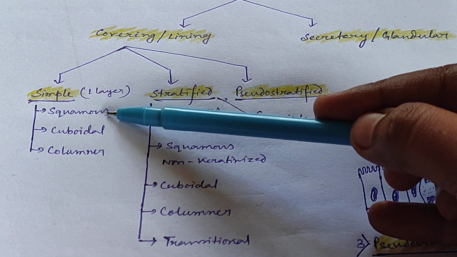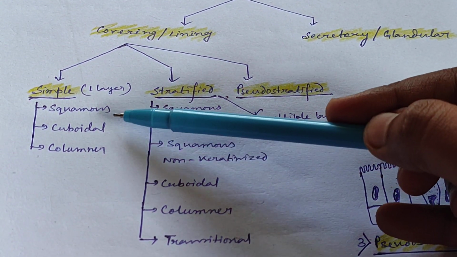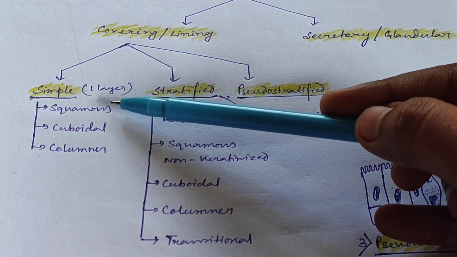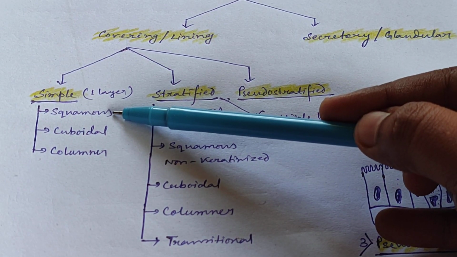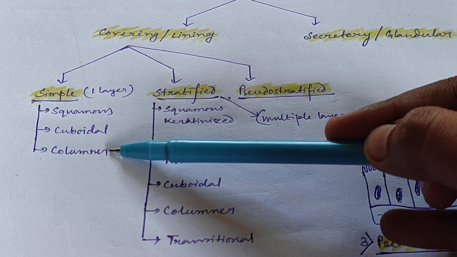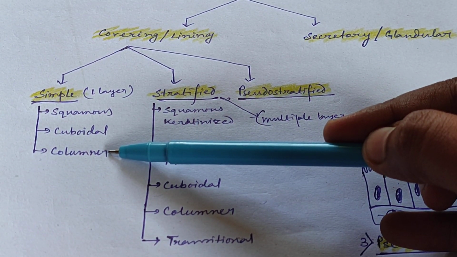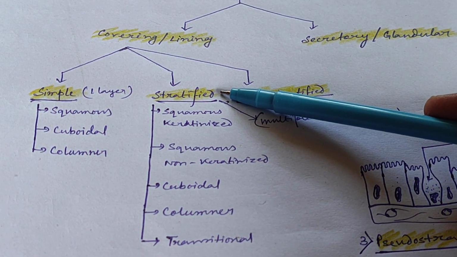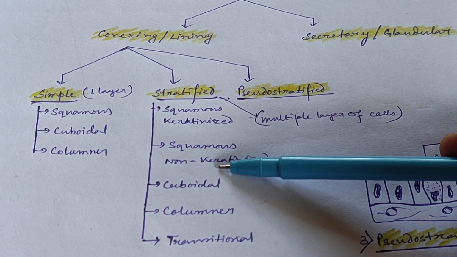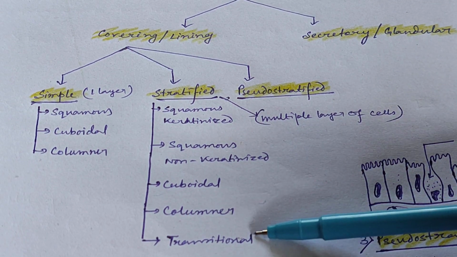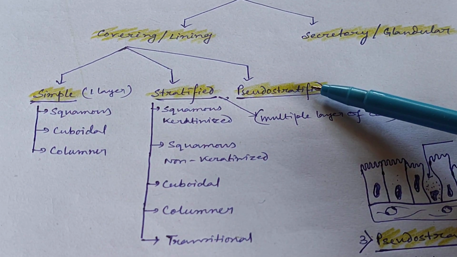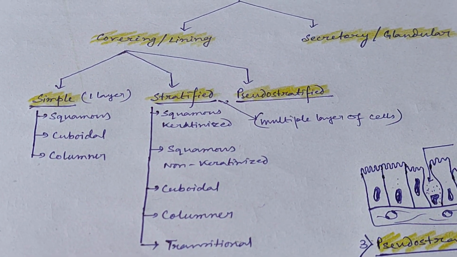There are three types of simple epithelial tissue based on the cell shape. Okay, if the cell shape is very flat, then we call it squamous epithelial tissue. If the cell is of cuboidal shape, then cuboidal epithelial tissue, and if the cell is of columnar shape, then it is columnar epithelial tissue. Similarly, in case of stratified, we can also see squamous stratified tissue, one keratinized, another non-keratinized, then cuboidal, columnar, and another important one, transitional epithelial tissue. Okay, and there is no classification of pseudo-stratified epithelial tissue.